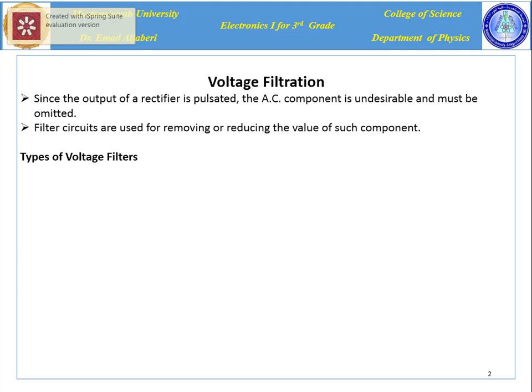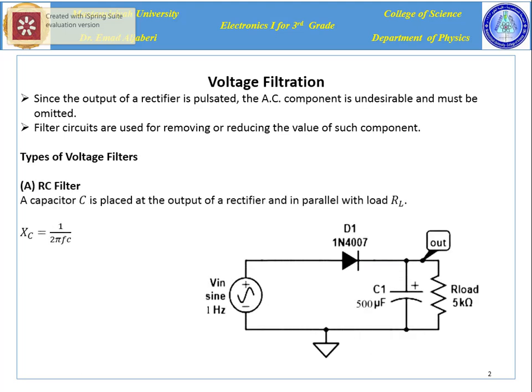Usually, three types of voltage filter are used. The first one is called the RC filter. As shown in this figure, it is composed of a capacitor and a resistor connected in parallel with the output of the rectifier. That means the output of the rectifier is the input for the RC circuit. The impedance X sub C is represented by this equation, which is equal to the reciprocal of 2 pi times f times C.